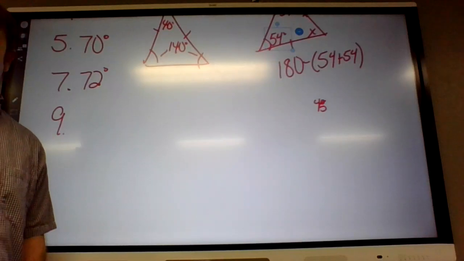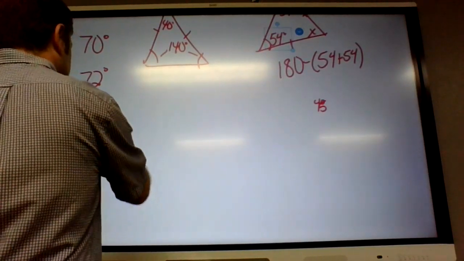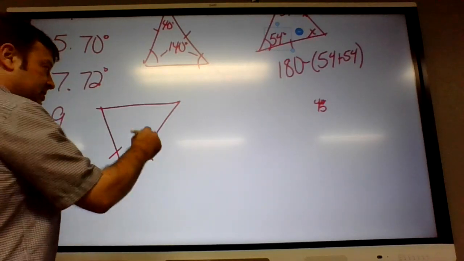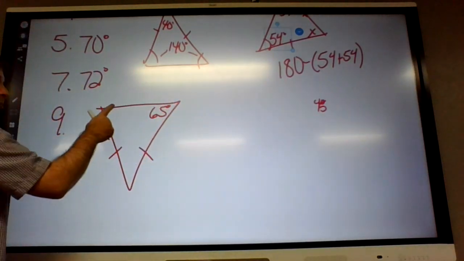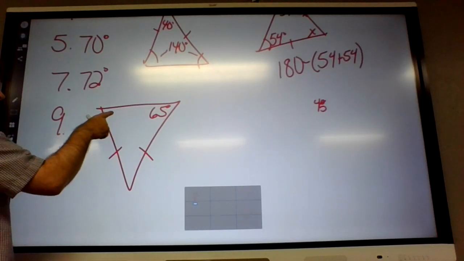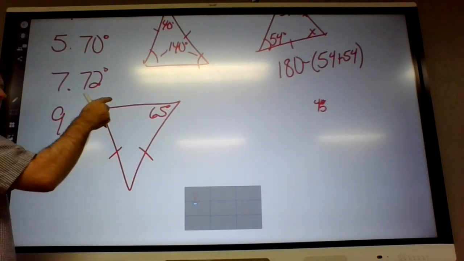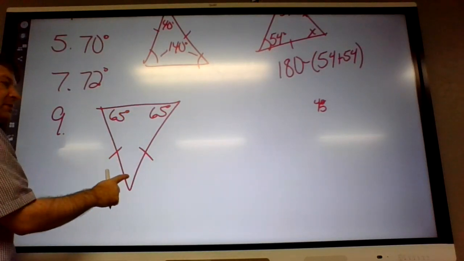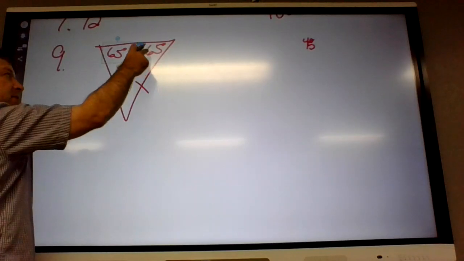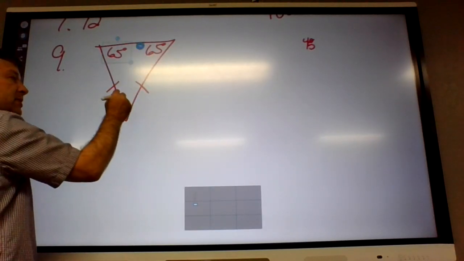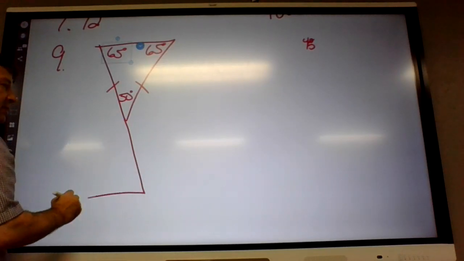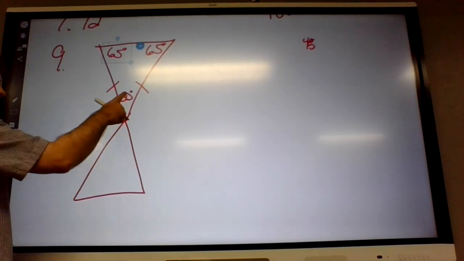Okay, on number 9, what do we know about the... Okay. So we got this is 65. So what's this angle right here have to be? 65. How do I find this angle? 180 minus these 2. These 2 make 130. 180 minus 130 is 50. That's not the answer. I didn't draw the whole thing. If this is 50, what's this?